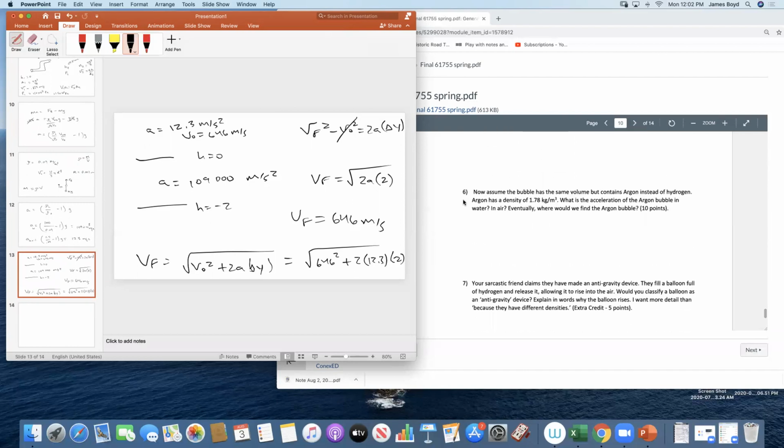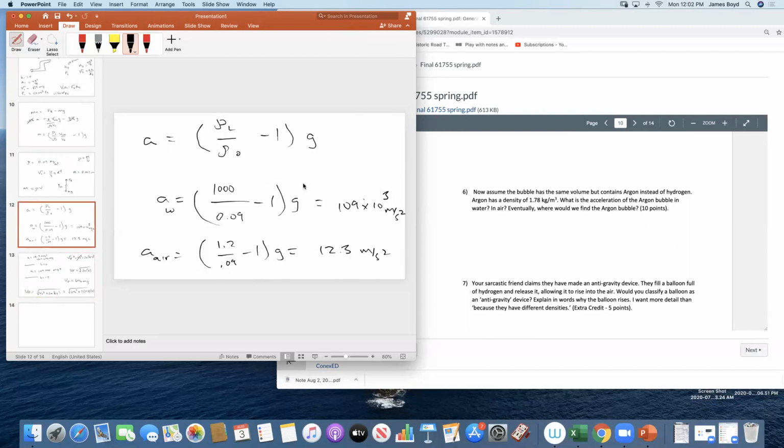And then it says, if it's an argon bubble instead of hydrogen, really the only thing that changes is instead of 0.09, we now have a density of 1.78. What happens though is that it is heavier than air. So 1.2 over 1.78 is less than 1. You're going to get a negative acceleration in the air.